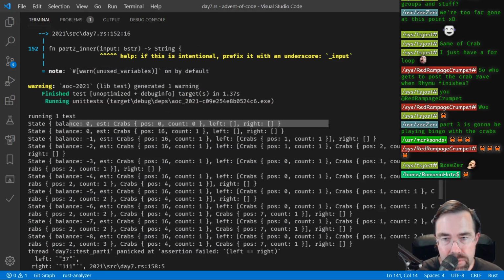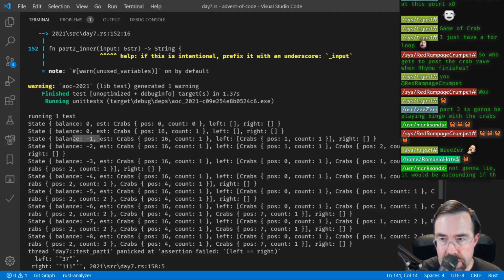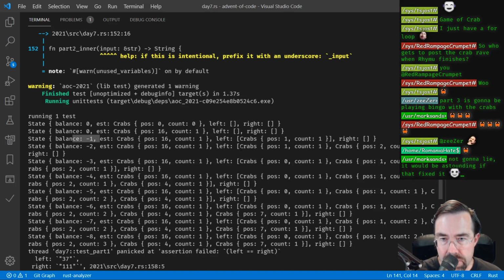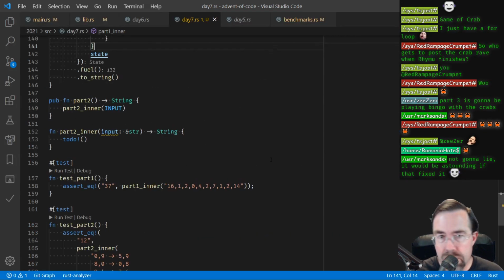Okay, anyway, here's our debugging. So we have no crabs, then we have one crab at 16. Then we have a crab over at 1, and we have a balance of -1, which is fine. Then we have 2 to the left. Okay, that's a problem. It should have moved, with a balance of -2 and a count of 1 there, it should have known that it could balance it out. So I must have done my math wrong. Let me think about this.